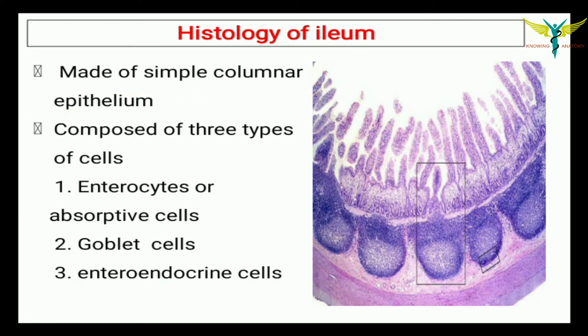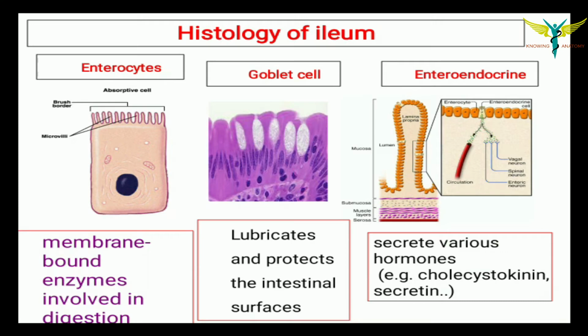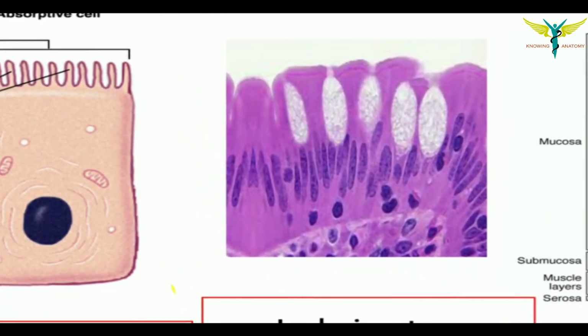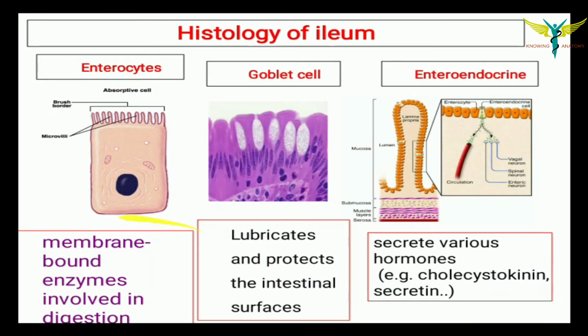And this epithelium consists of 3 types of cells: the enterocytes or the absorptive cells for the process of absorption, the goblet cells for lubrication, and the enteroendocrine cells for the production of hormones. So these are the cells. The enterocytes have the microvilli, that is the brush border, and they have membrane bound enzymes that are involved in digestion.